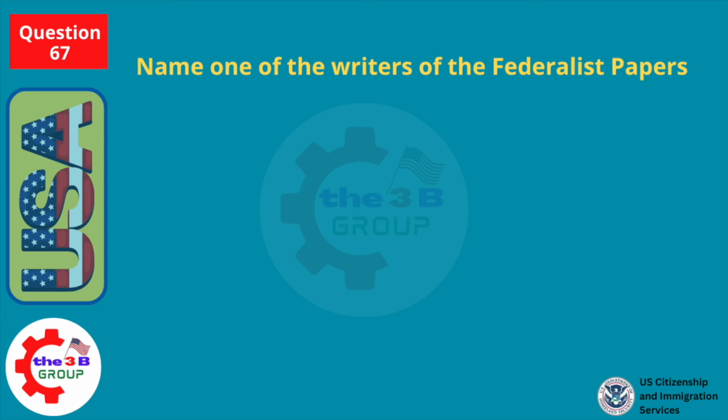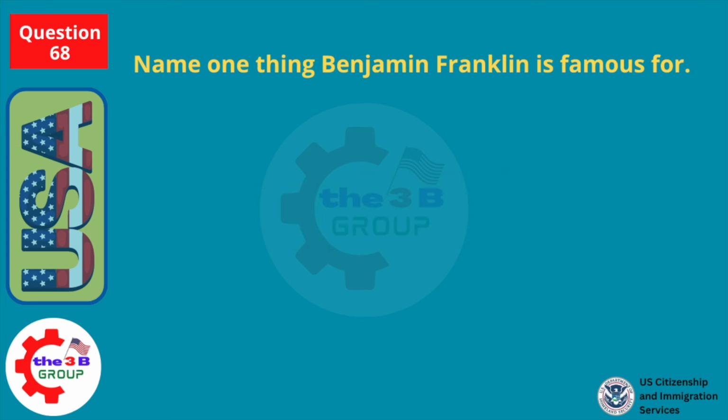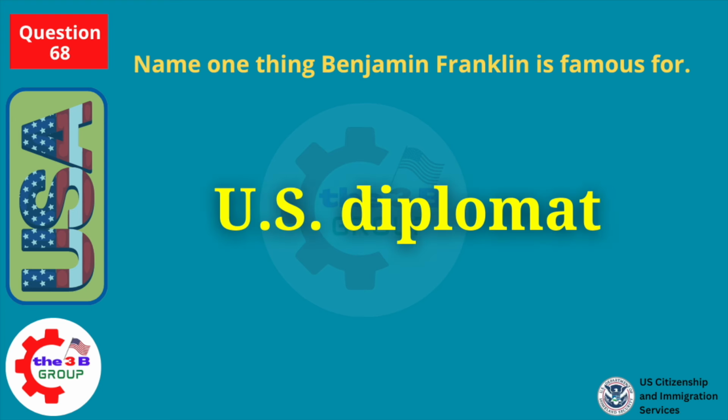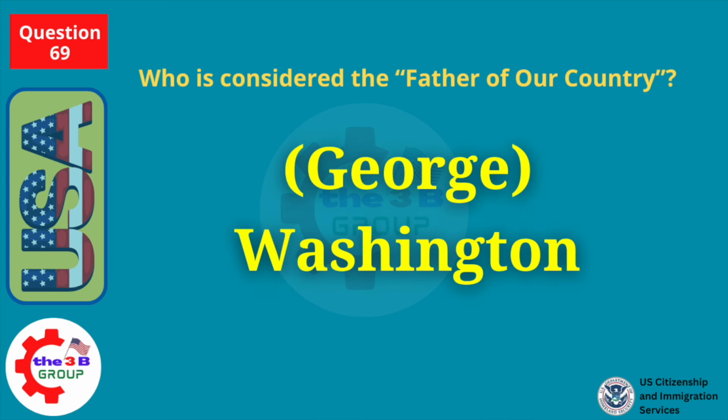Name one of the writers of the Federalist Papers. James Madison. Name one thing Benjamin Franklin is famous for. U.S. diplomat. Who is considered the father of our country? George Washington.